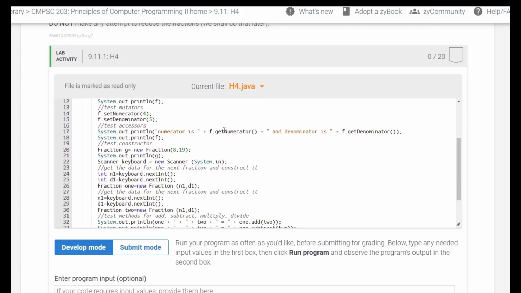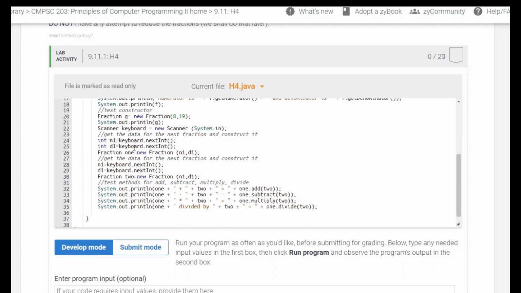And here we're testing the gets. We tested the sets earlier, and we're testing the gets here. We're also testing our toString again by doing the print line here. Print line F was a fraction, so this is testing our toString. On line 20, we are testing our constructor, the non-default one. This fraction is 8/19, and here we are printing it out. That will test that we did create it correctly.